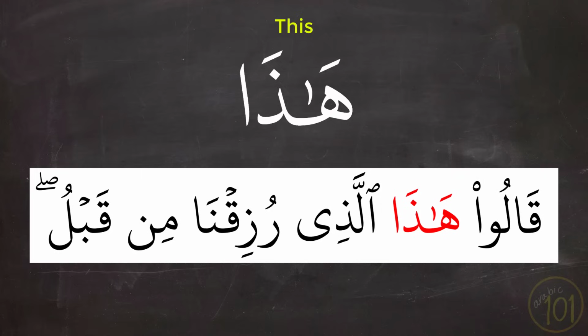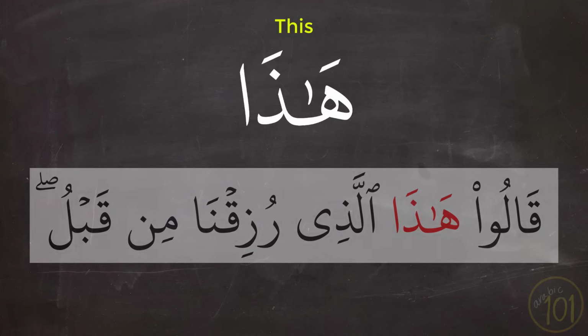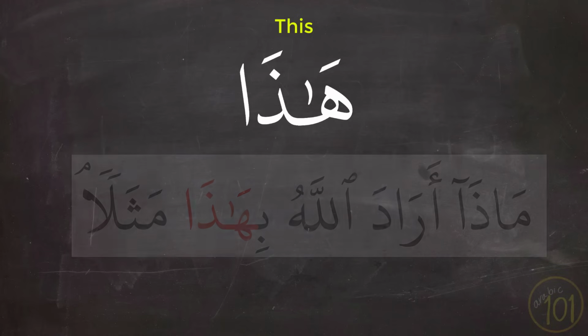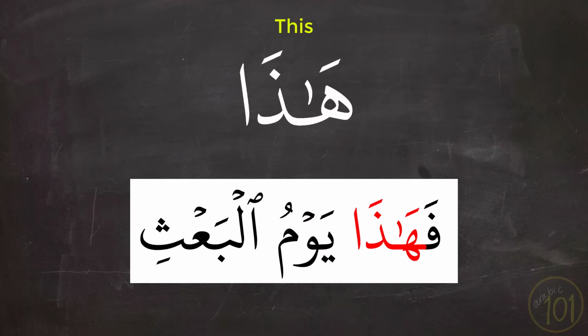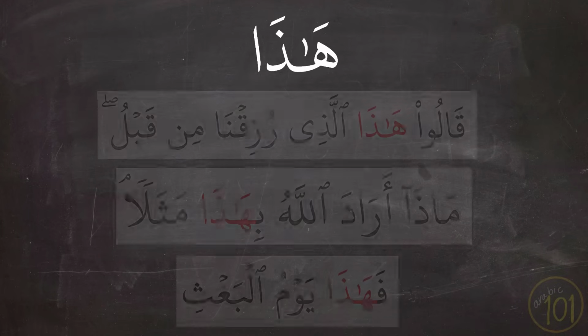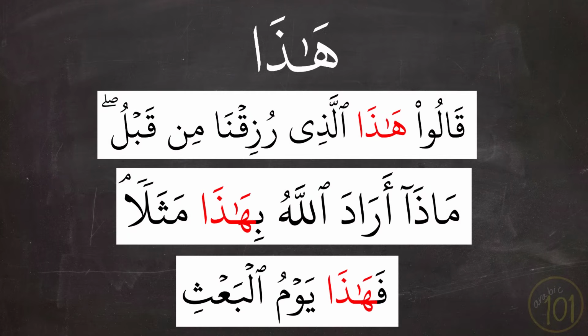قالوا هذا الذي رزقنا من قبل. ماذا أراد الله بهذا مثلا؟ فهذا يوم البعث. As you can see, the word هذا could be attached from the right side with other prepositions. It's gonna change how it looks a little bit, but now you know how it looks like if it is attached to something else.